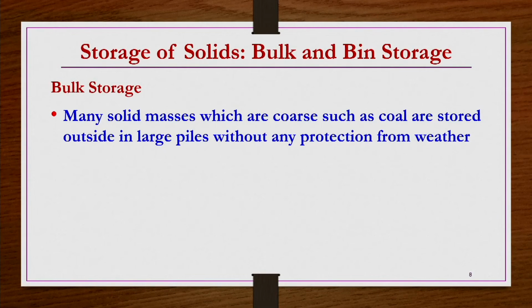Bulk storage, in general, is used for many coarse solid masses such as coal or crushed minerals that we get from natural resources from the earth. Whatever big lumps we get, we crush them into smaller particles by primary crushers. Those crushed materials, sometimes run directly from the mines, can also be stored outside in large piles without any protection from weather. This kind of bulk storage can be done for material where you do not need protection from the weather in general.